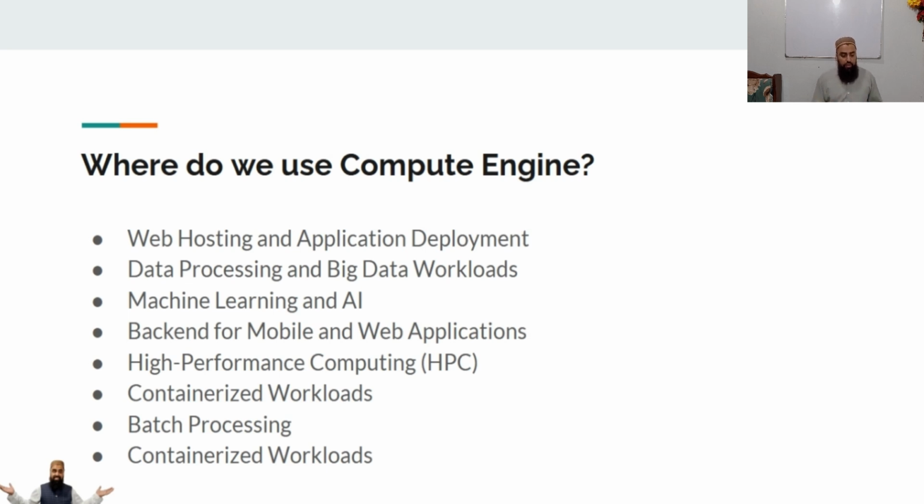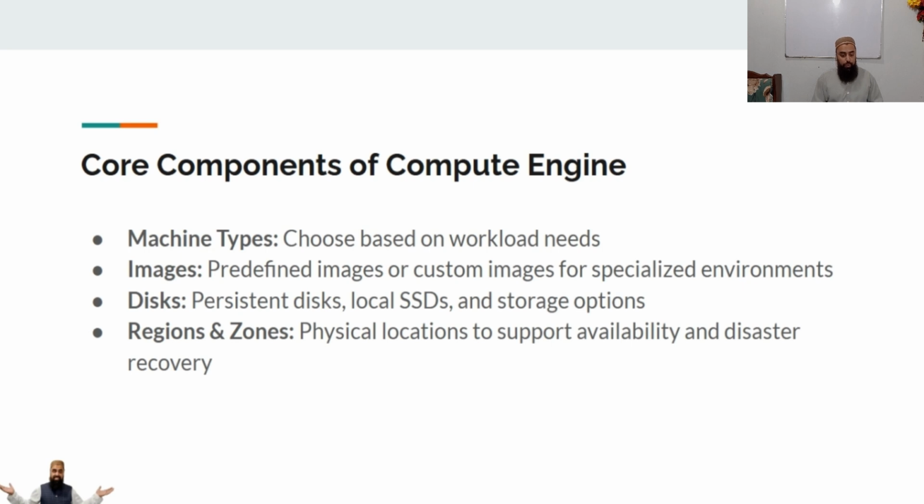And now, core components of Compute Engine. I have listed these four major components. At least as a DevOps engineer or Google Cloud engineer, we must know these four core components, in which number one is machine types. We can choose the machine type based on our workload.